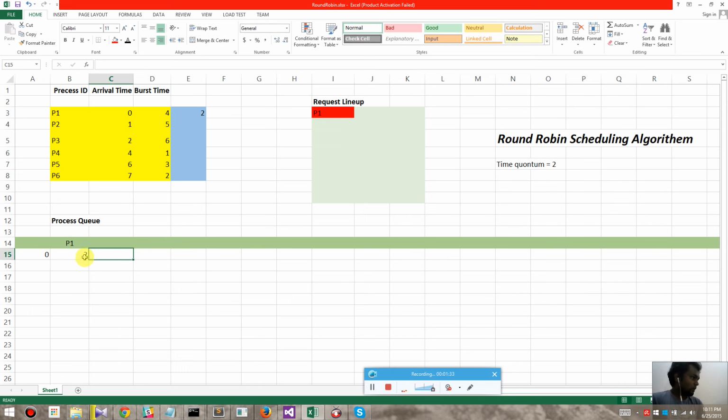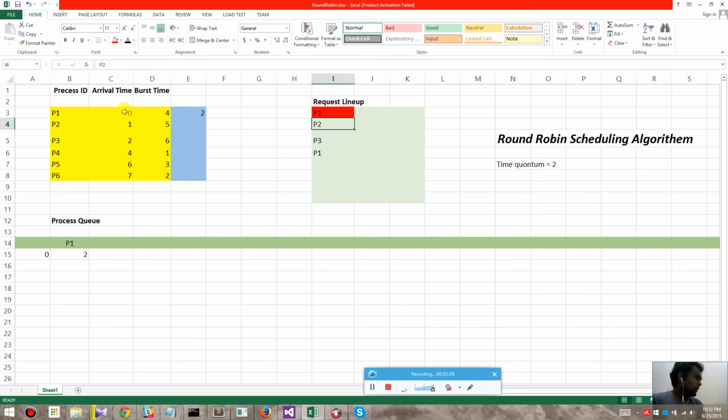By time 2, processes P2 and P3 have come to the processor, so I have to add P2 and P3 to the queue, and P1 also has a bit of time left, one more time quantum, because its original burst time was 4, right? This will be the queue, and P2 is next in the queue.